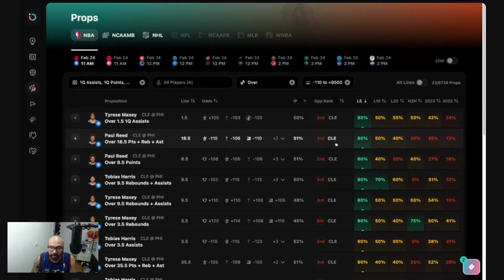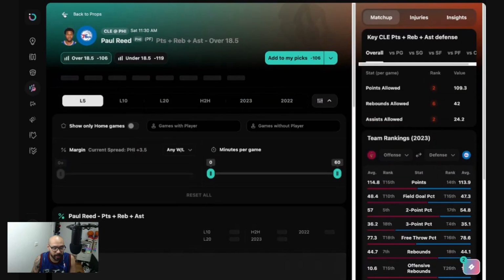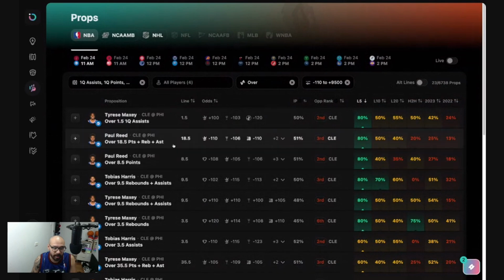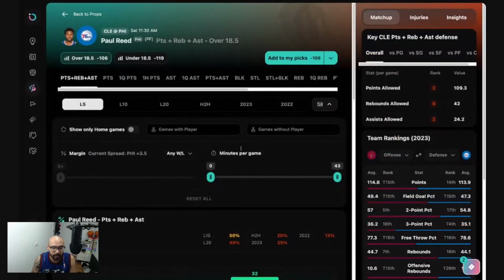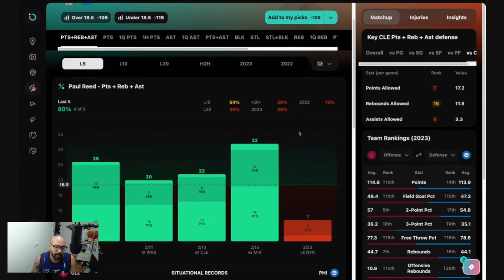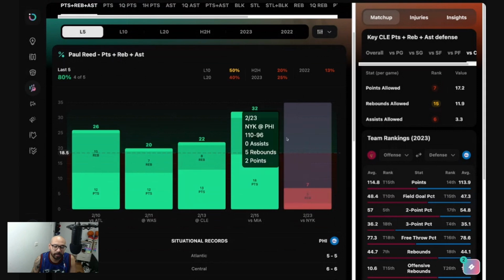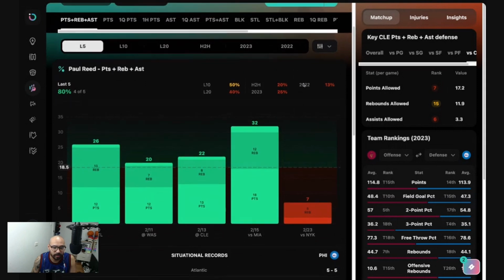The next player who's doing okay with the last 5 games is Paul Reed. Now, his name came up for PRA and points. So I'll check both of those lines out for Paul Reed. Firstly, in terms of centers, we know that it's a tough matchup for points, an average matchup for rebounds, and a tough matchup for assists. But in his last 5 games, he's covered this in 4 of them. The only game he went under was against the New York Knicks.